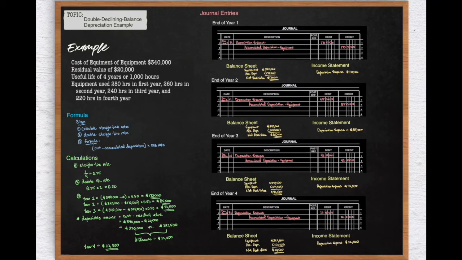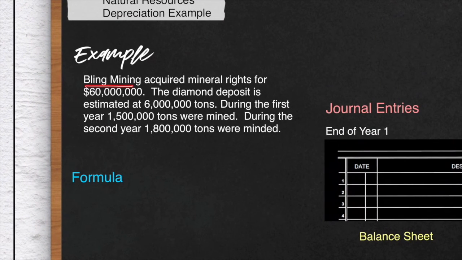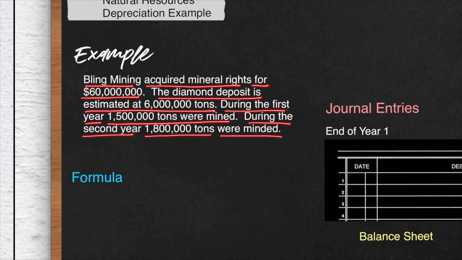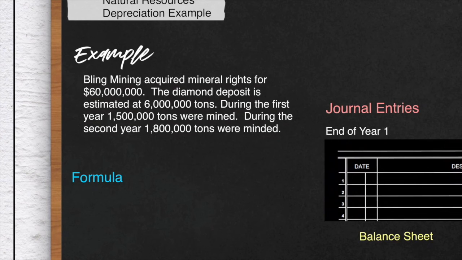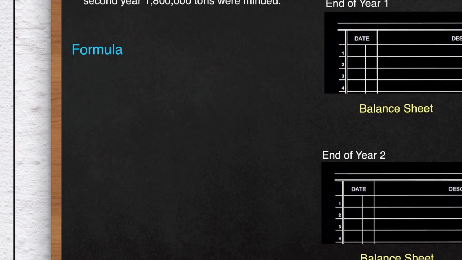Next, we're going to go over depreciation for a natural resource. Here is our example for a natural resource. Bling Mining acquired mineral rights for $60 million. It's a diamond deposit. It's estimated at 6 million tons. During the first year, 1,500,000 tons were mined. During the second year, 1,800,000 tons were mined. This is very similar to the usage of activity depreciation, where you calculate a rate and multiply by an actual amount. So let's get into it.